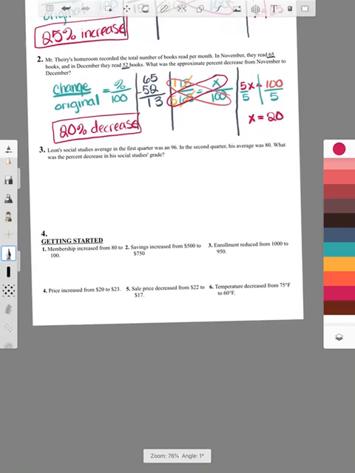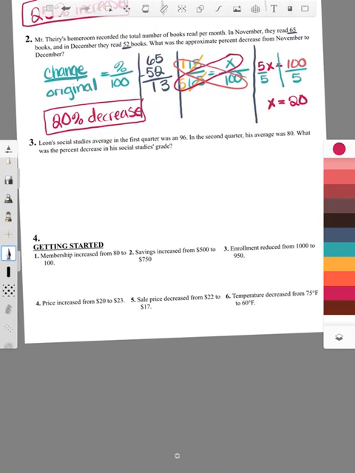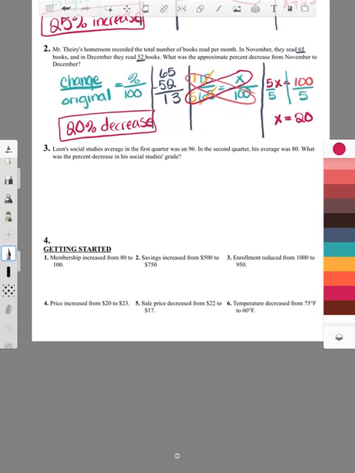All right, moving on, number 3. Number 3 says, Leon's social studies average in the first quarter was a 96. In the second quarter, his average was an 80. What was the percent decrease in his social studies grade? Come on, Leon, we made a 96 the first quarter, and then we dropped down to an 80.